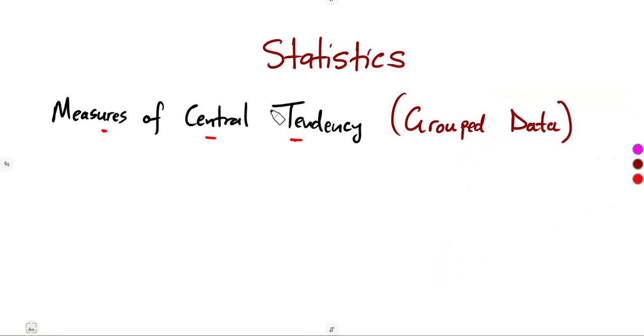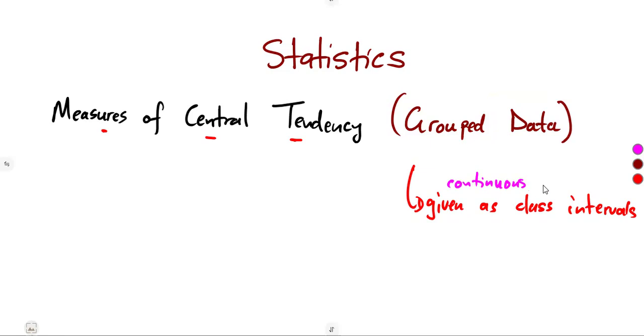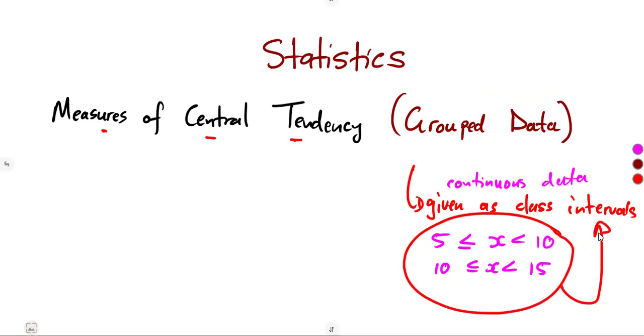Before we look into measures of central tendency for grouped data, it is the information that is given as class intervals. You must understand the basic idea of how it is given, where this is continuous. That is, we are dealing with what? Continuous data, or continuous information, given as a class interval where x is greater than or equal to a certain number and less than a certain number. Then we start from where we ended: x is greater than or equal to 10, less than, and so on.